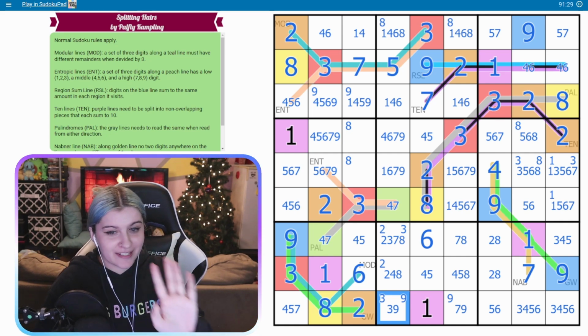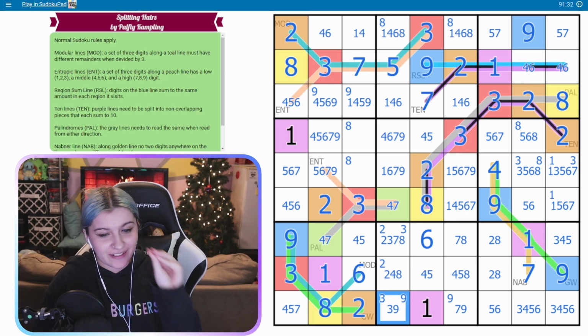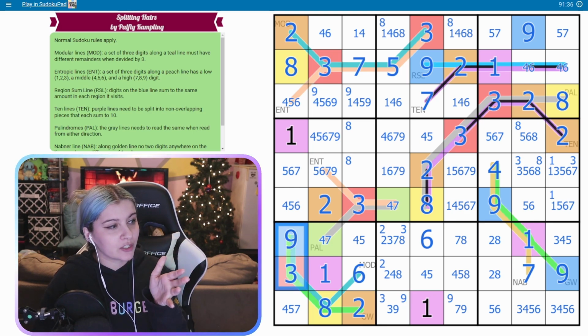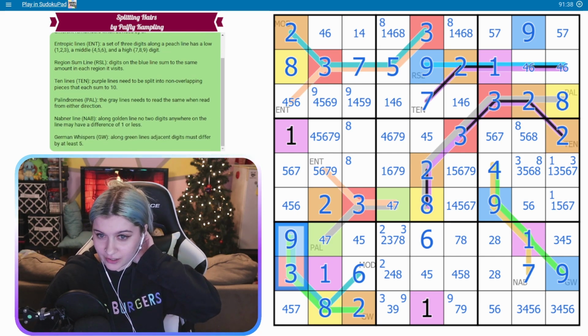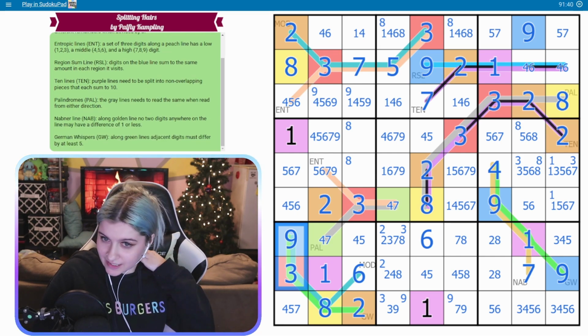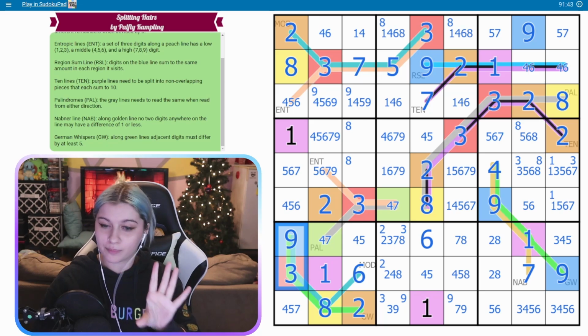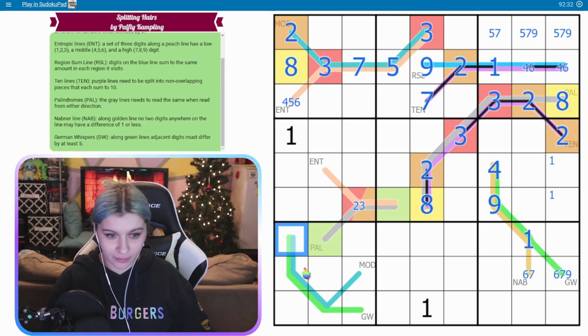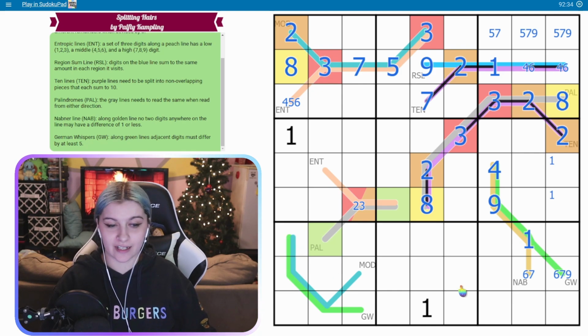I penciled every single cell, basically trying to figure out where to go next, and I can't find anything. So, hey, on a modular line, a 9 and a 3 can't go next to each other. I found it. So I'm going to back up to that point. Okay, but good news is I found where it was broken, which is awesome. I normally have a hard time doing that.